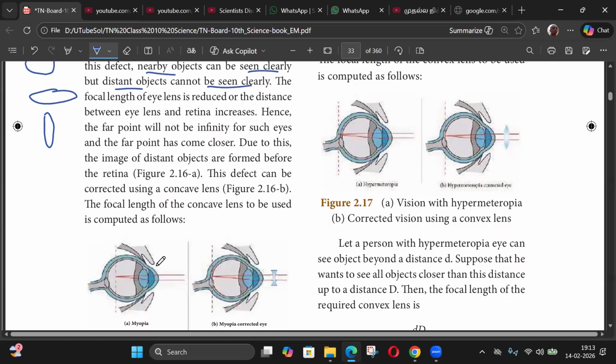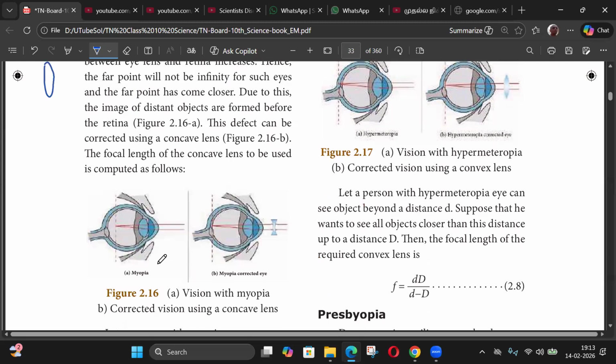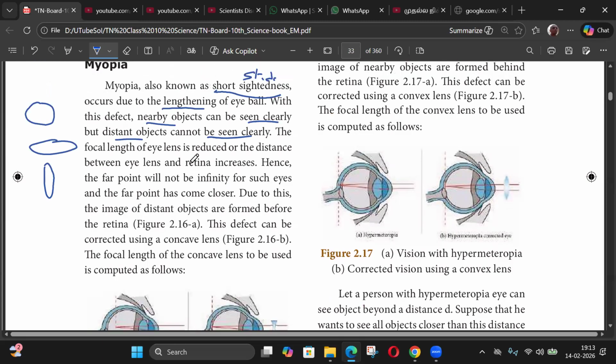So the focal length of the eye lens is reduced, or the length of the retina increases.